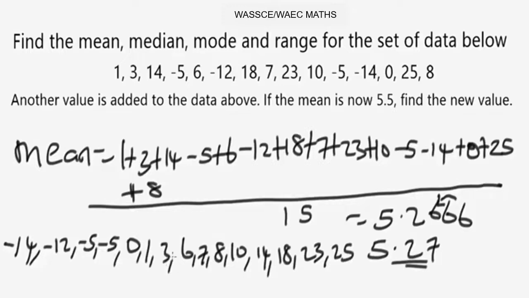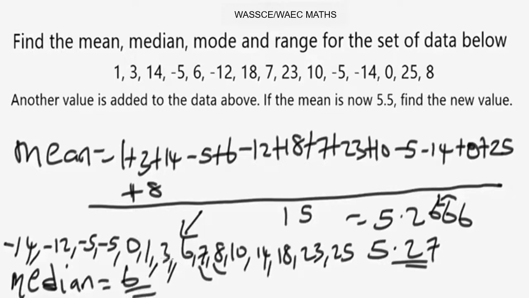Since it's up to 15, the median will be the middle value. Let's count 6 numbers from the right and left respectively. 1, 2, 3, 4, 5, 6, we stop here. From the other side, 1, 2, 3, 4, 5, 6, we stop here. Let's count one extra, and stop here. So the middle value is 6. So the median is 6, and that will be the median for this question.